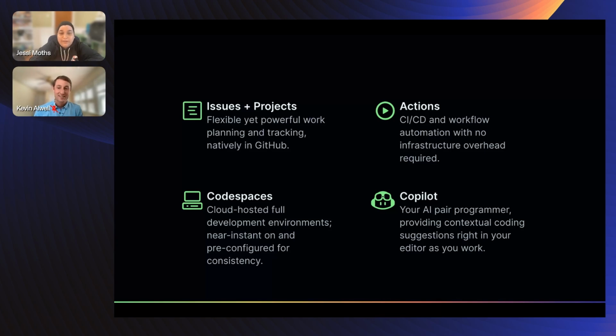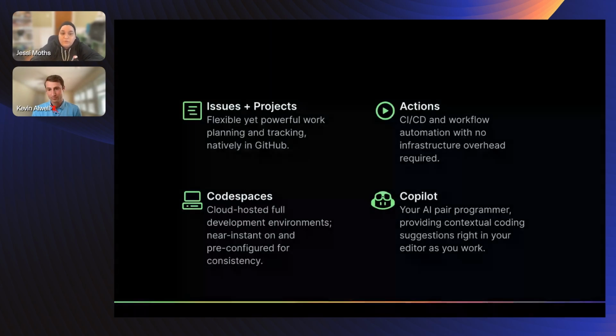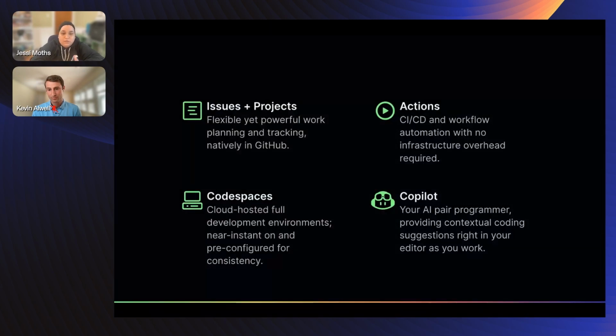We're, of course, going to highlight GitHub Actions, which is our CI/CD and workflow automation platform. No extra infrastructure overhead required to use that. Kevin's going to show a great example of that, as well as GitHub Codespaces, which are cloud-hosted full development environments, nearly instantly on anytime that you want, even if you're bootstrapping a really big project, and you can pre-configure them so there's no more of that "works on my machine" kind of issue that you get sometimes with developer environments. And of course, we're going to talk about Copilot. Everybody wants to talk about Copilot right now.